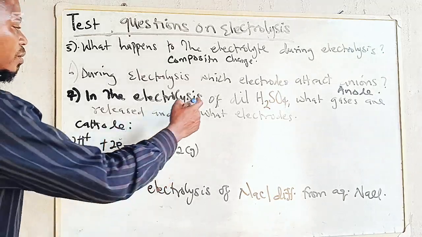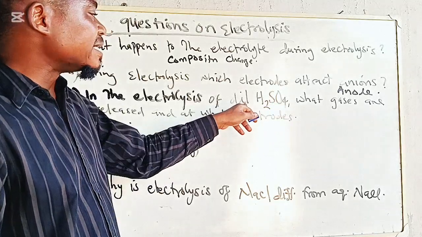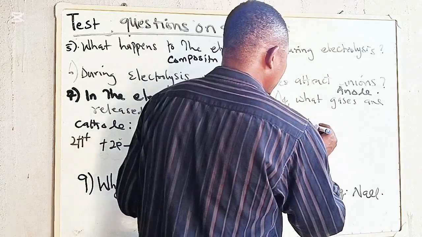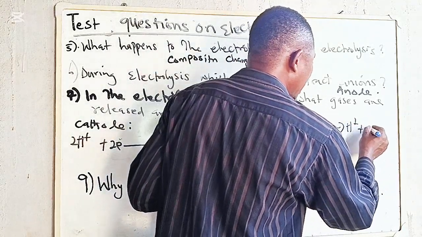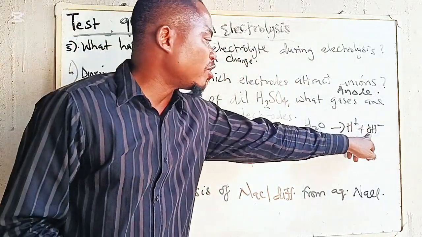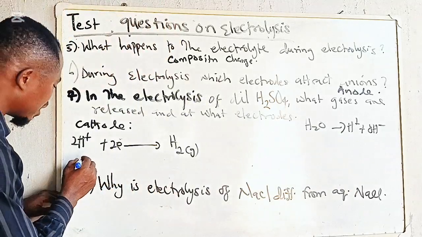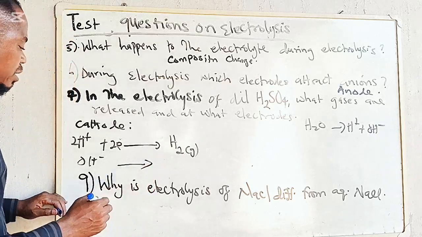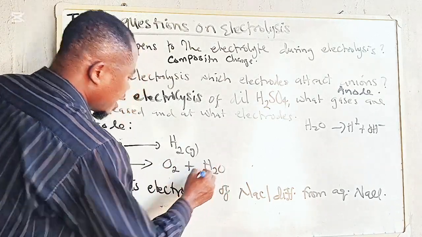Now, at the anode, you see we have SO4 in solution here. But since it is dilute, that means it is aqueous. There is another substance in solution, and that is H2O. It is dissolved in water. And this one will ionize and is there as hydrogen ion and hydroxide ion. So, in preference to SO4, the hydroxide ion will move to the anode. So, at the anode, OH minus will be oxidized to O2 plus H2O.